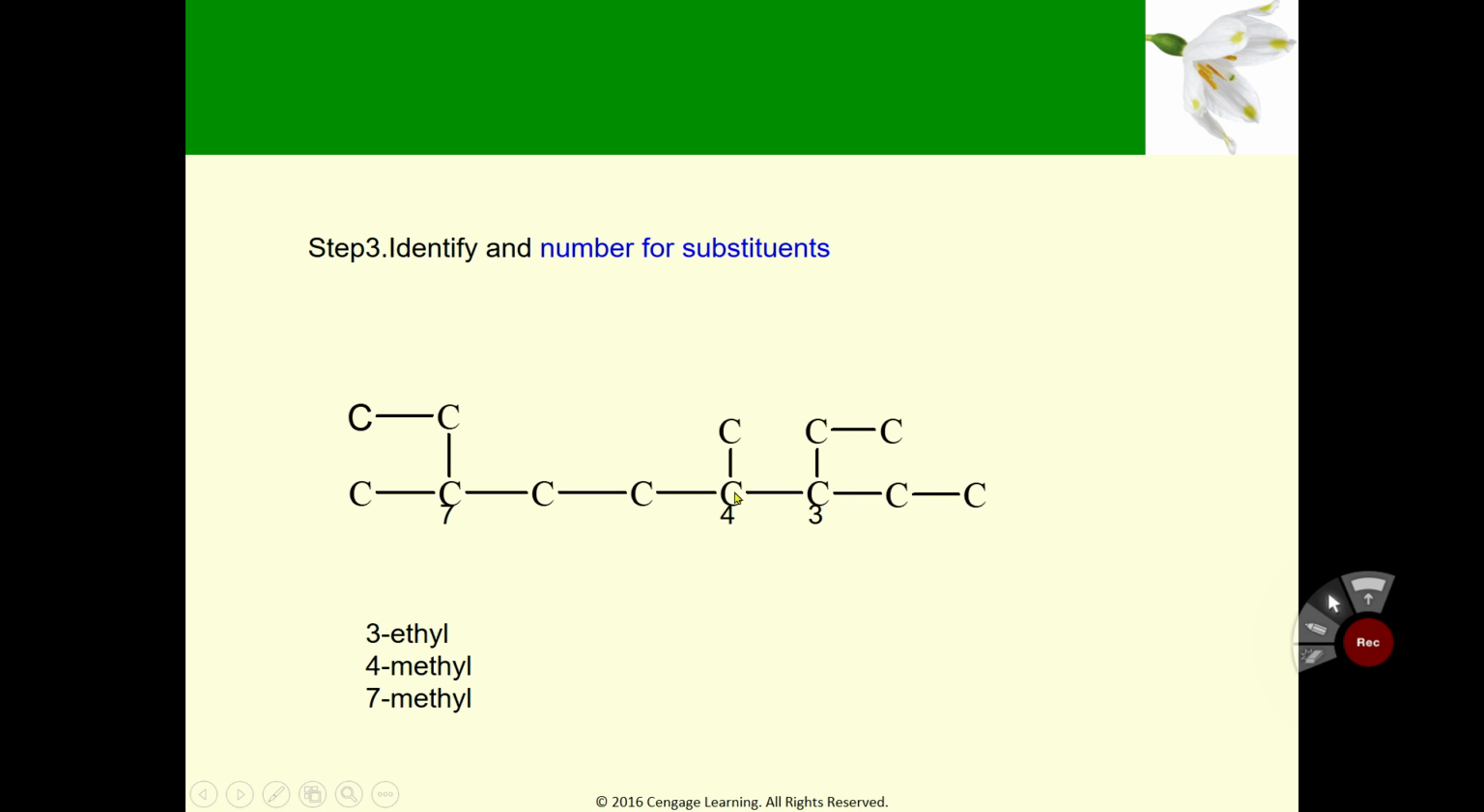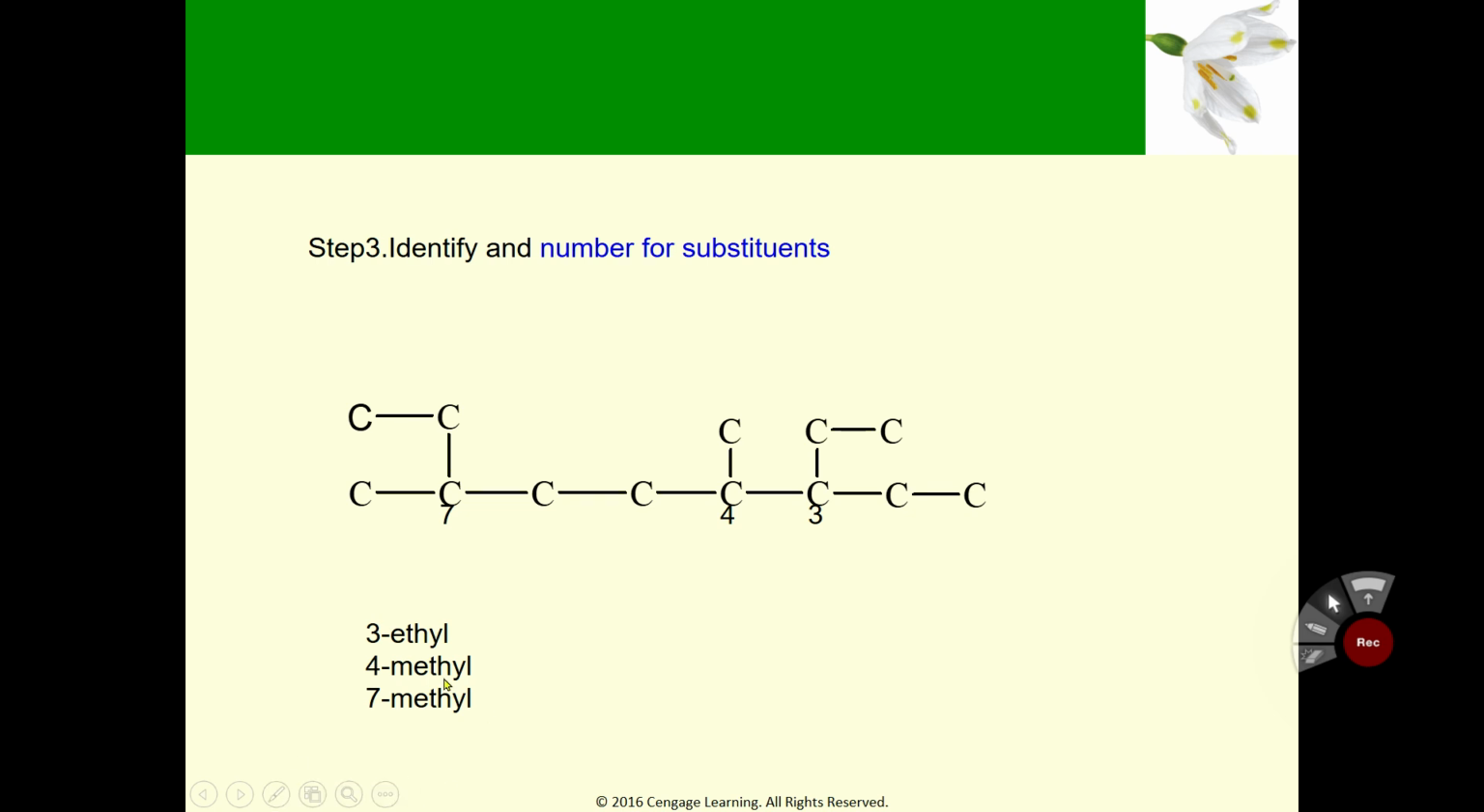3-ethyl, 4-methyl, and 7-methyl. Okay. So if you have 2 methyl groups, it will be dimethyl, 4,7 dimethyl, and 3-ethyl. When you put the order of the substituents, it will be followed by the alphabetical order. So 3-ethyl comes first, and then methyl comes next.